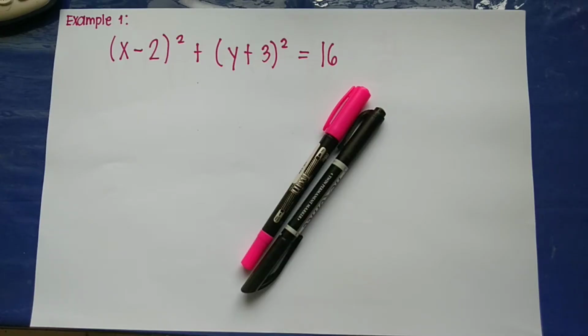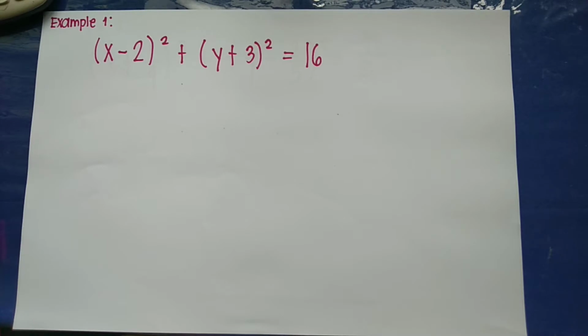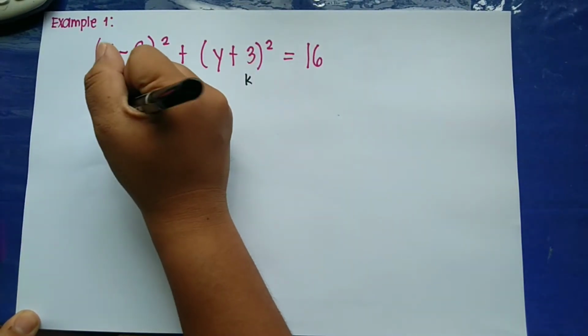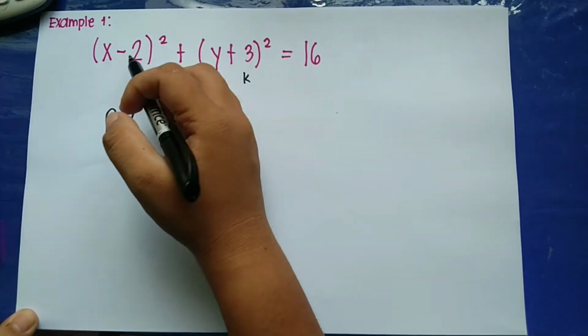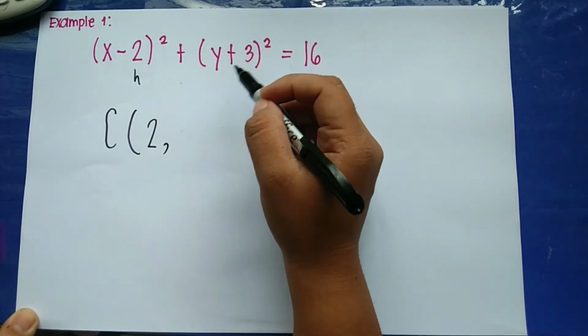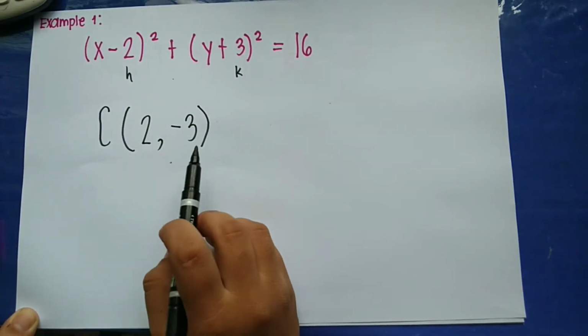Standard form of the equation: find the coordinates of the center and the radius of each of the following circles. Example, (x - 2)² + (y + 3)² = 16. To easily get the center (h, k), you will just change the sign. This is your h and this is your k. So to get the center, negative 2 will be positive 2, comma, positive 3 will be negative 3. Therefore, our center is (2, -3).